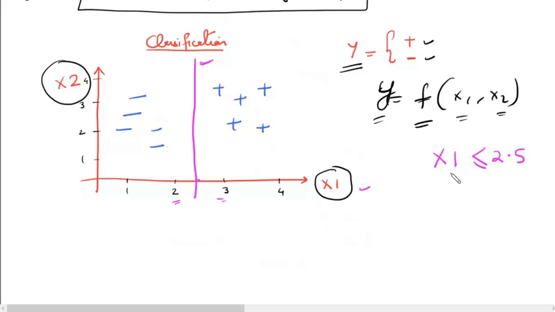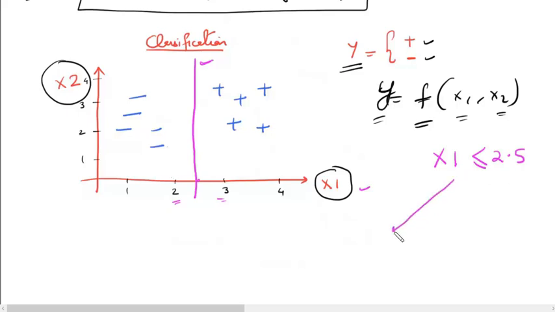We can write it as an inequality, remember, because we have to focus on the points which are on the left and the points which are on the right. So we have to write it as an inequality. So x1 is less than or equal to 2.5. This can have only two results. Either the points can be less than 2.5 or they can be greater than 2.5. So there cannot be three results of this.